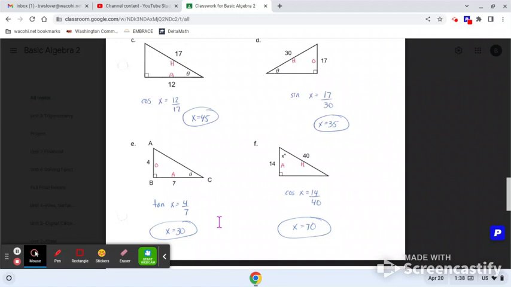So today we are focusing on finding a missing angle measure using trig. So our steps were the same from the other day. Label your opposite or your adjacent or your hypotenuse from your given information, and then create your equation after you figure out your function and solve.